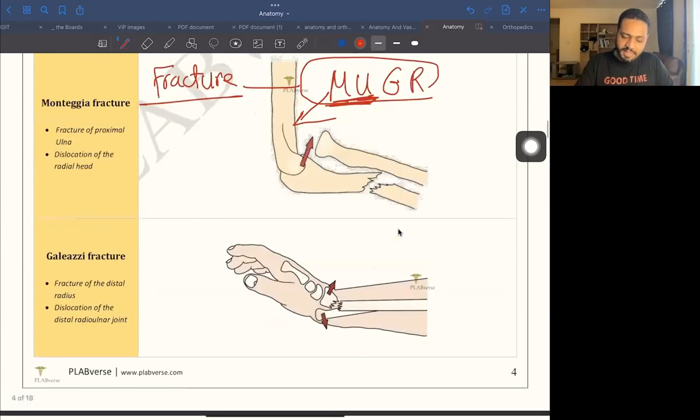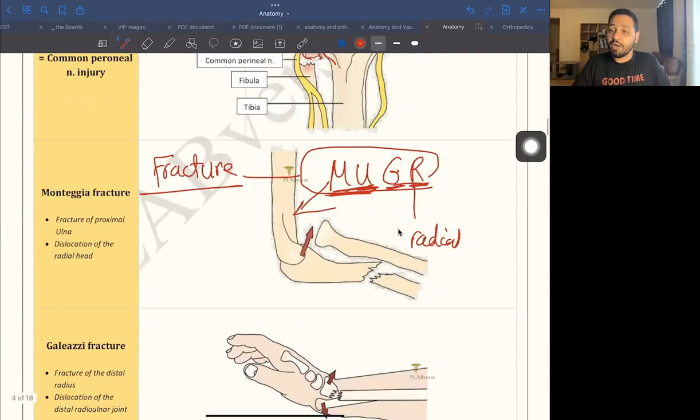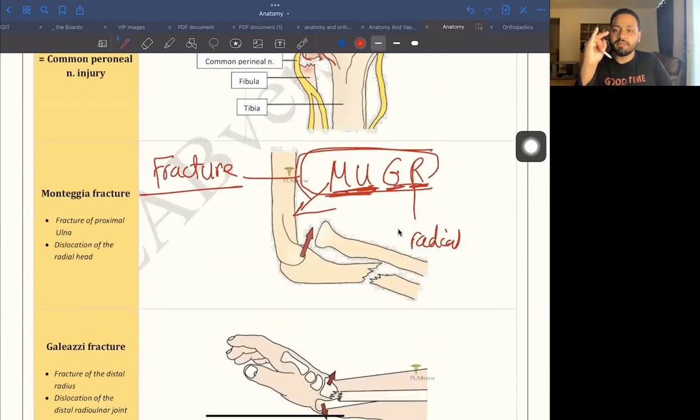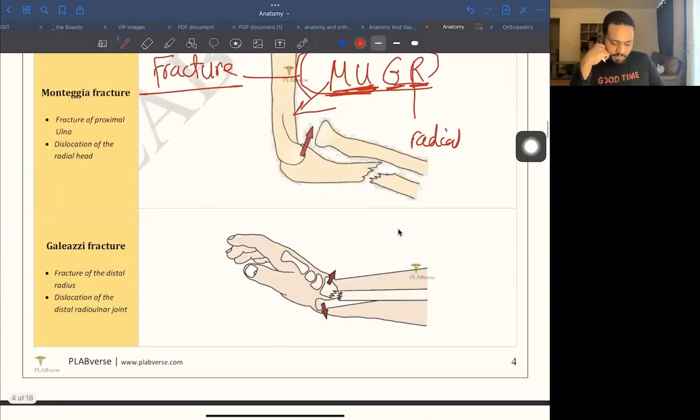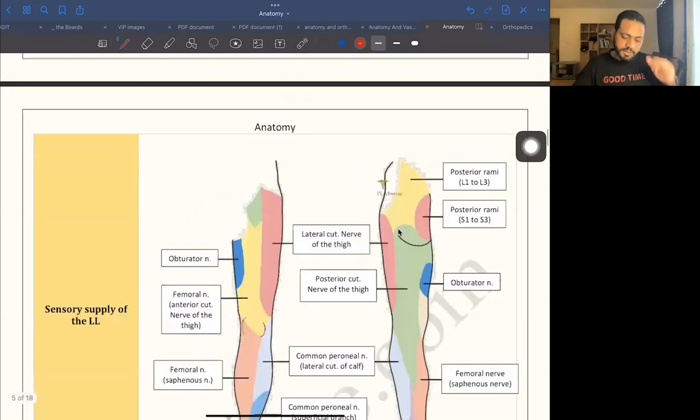On the other side, Galeazzi fracture. Galeazzi is a radial fracture, GR. So you have a radial fracture and inferior radioulnar joint dislocation. This is called Galeazzi fracture. So always know this scheme, MUGR. Monteggia is ulnar fracture and superior radioulnar joint dislocation. All right, Galeazzi is a radial fracture and an inferior radioulnar joint dislocation, and your scheme is MUGR.